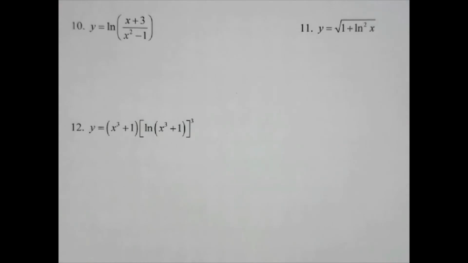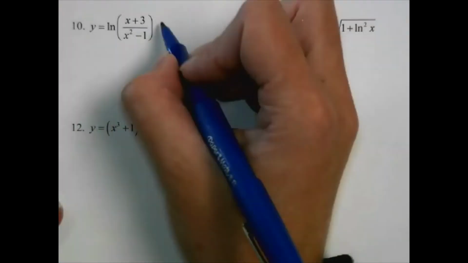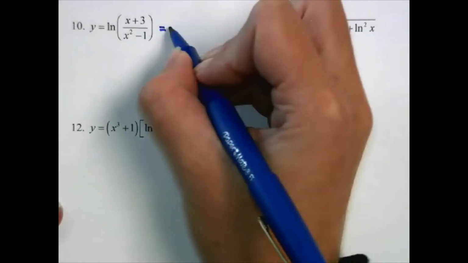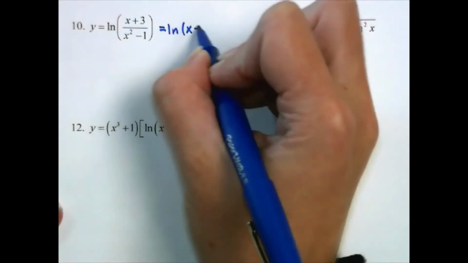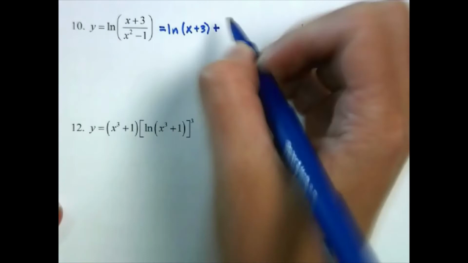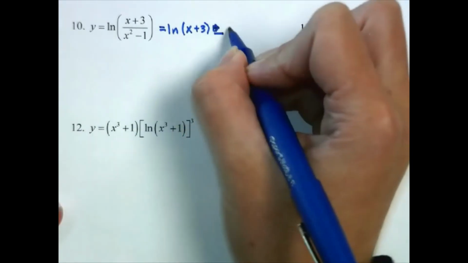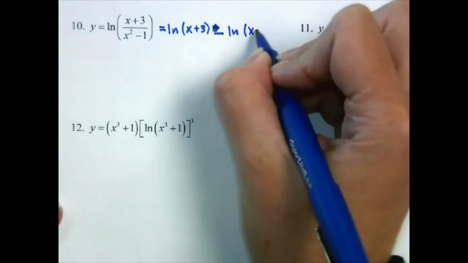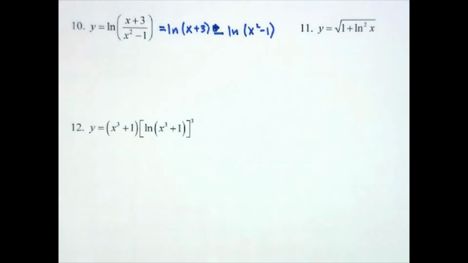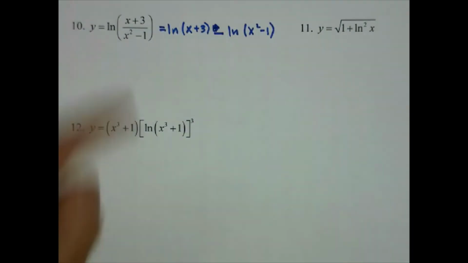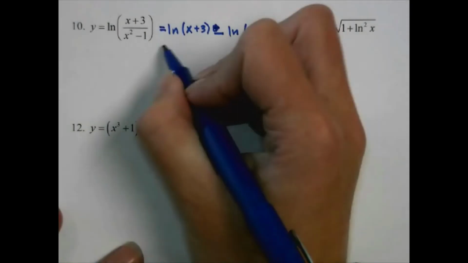Now at first glance it looks like, hey, we probably need to do a chain rule followed by a quotient rule. But logarithms have some advantages of their properties. So I can actually rewrite this as the natural log of x plus 3 minus the natural log of x squared minus 1, which makes this derivative a whole lot easier than trying to do the quotient rule with this whole thing.